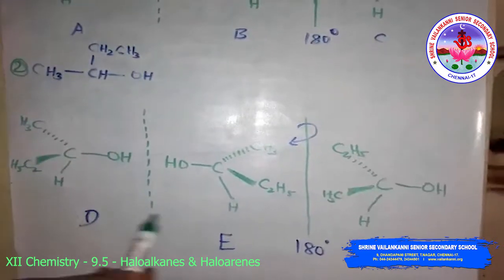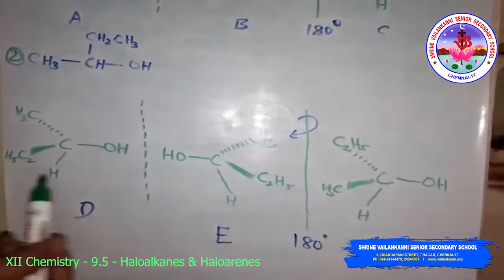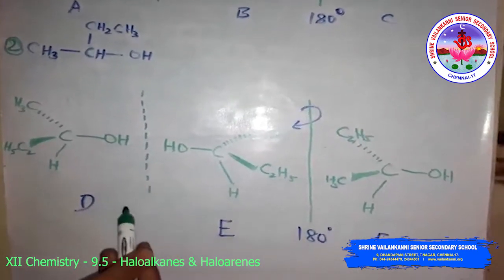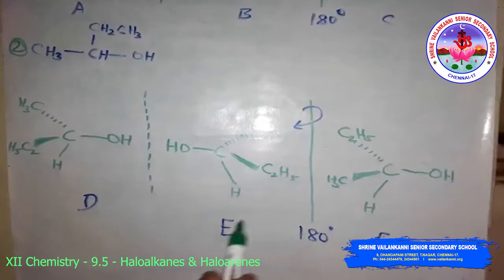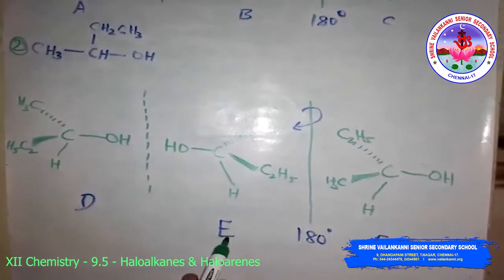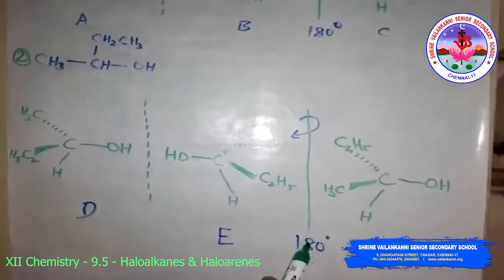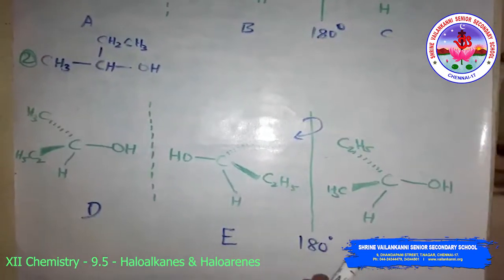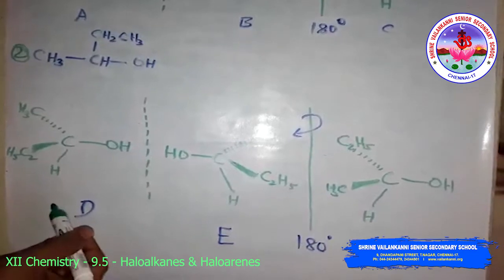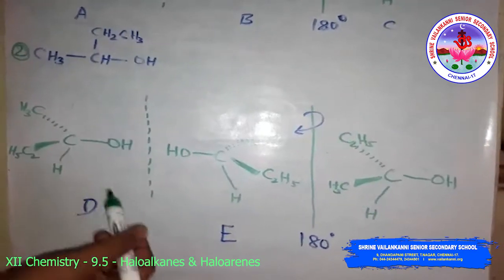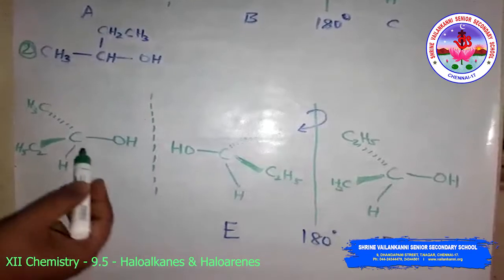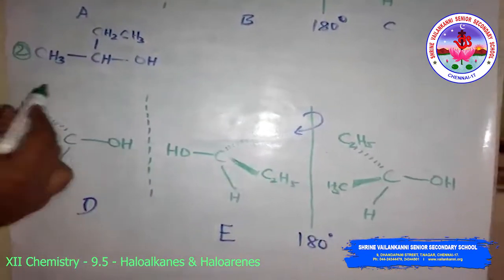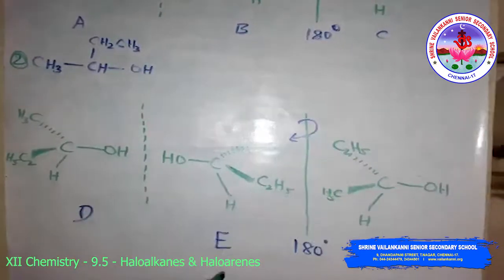This compound is D, E and F. Look at this compound DEF. F is obtained by rotating E by 180 degrees. So F, look at this, F is the non-superimposable mirror image of D. Look at this, the OH is present in the same way, but here there is a CH3 group, and here a C2H5 group.